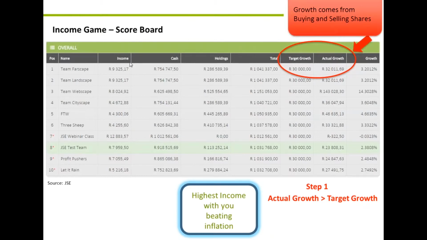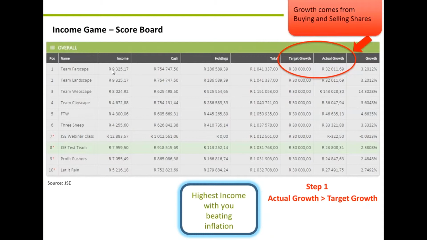Because if you look in the income column, number 7 has got 12,883 Rand, and they should be at the top of the scoreboard. But because their actual growth is not above 30,000, they do not qualify to have a chance to be at the top of the scoreboard. They first have to be above 30,000 Rand. It doesn't matter how much above it you are, as long as you're above 30,000, and you can see that in the actual growth. Anyone that's above 30 can then qualify.